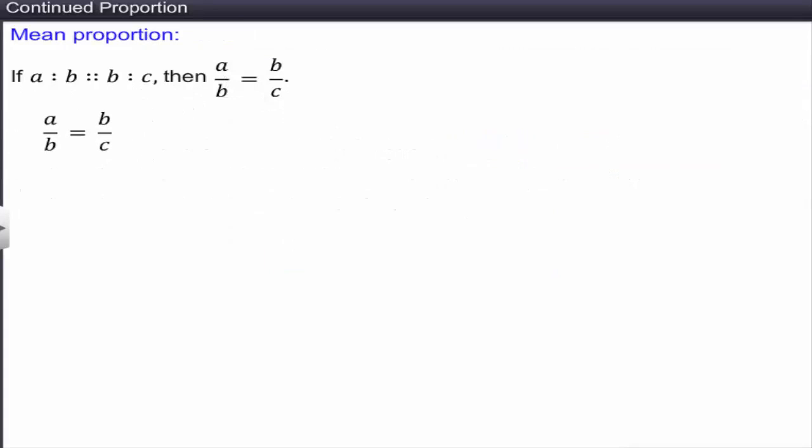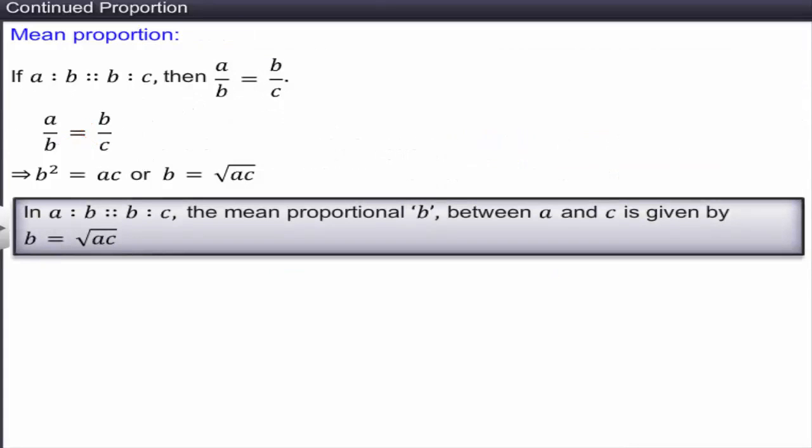On cross multiplication, we get B square is equal to A into C, or B is equal to square root of AC. Thus, in a continued proportion of three quantities, A, B, and C, the mean proportional B between A and C is given by the square root of A into C.